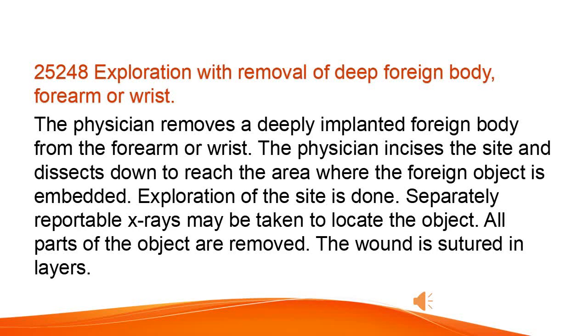Exploration with removal of deep foreign body, forearm or wrist. The physician removes a deeply implanted foreign body from the forearm or wrist. The physician incises the site and dissects down to reach the area where the foreign object is embedded. Exploration of the site is done. Separately reportable X-rays may be taken to locate the object. All parts of the object are removed. The wound is sutured in layers.